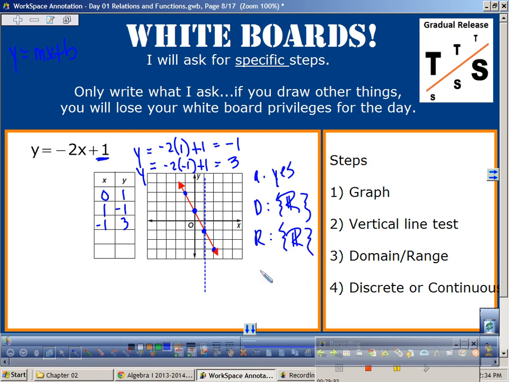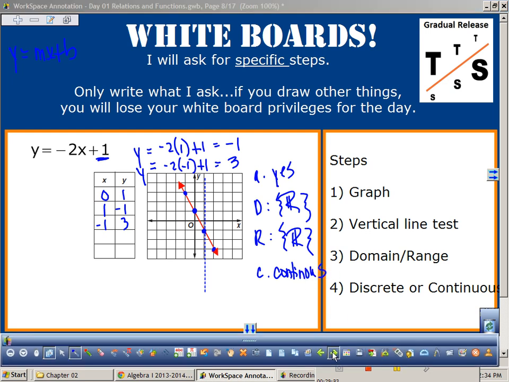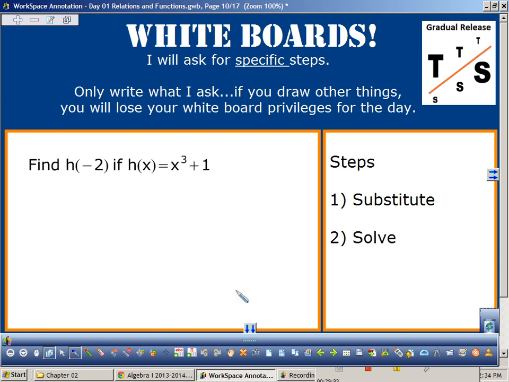Okay? And finally, is it continuous or discrete? It's a straight line, right, with infinite elements in either direction. This is a continuous relation. And I did not spell that right because I'm going too quick.